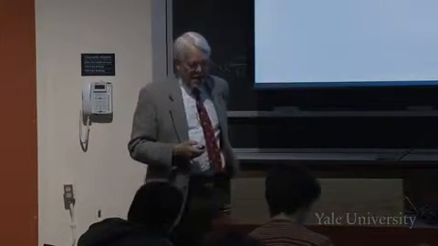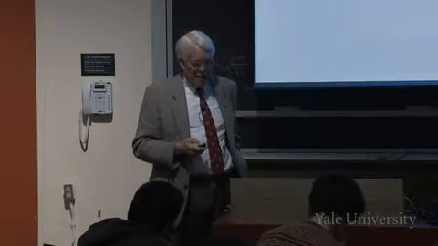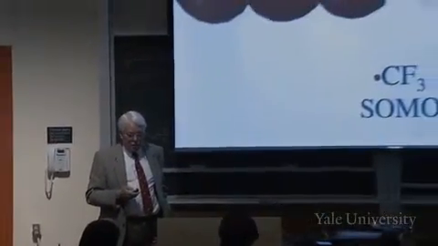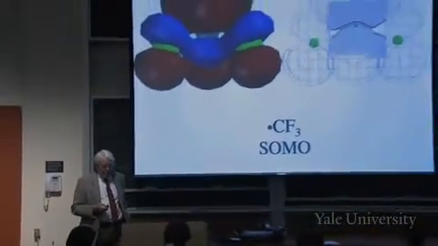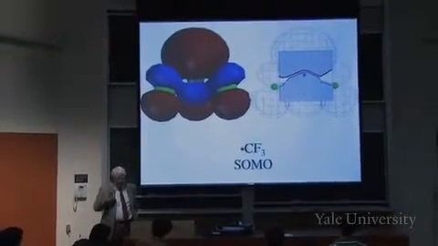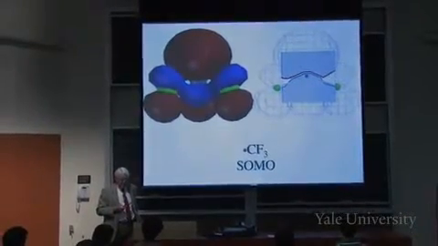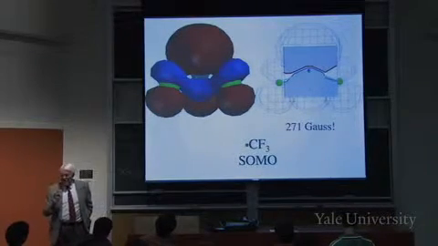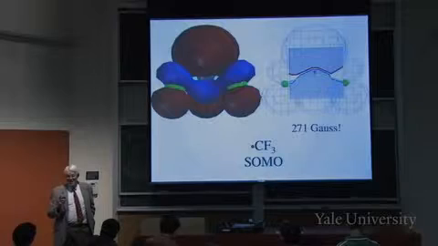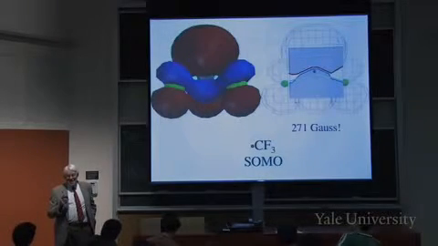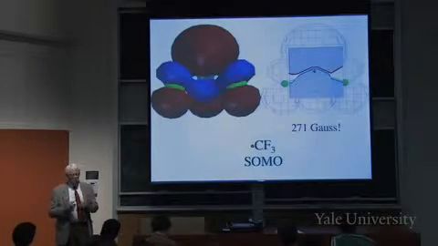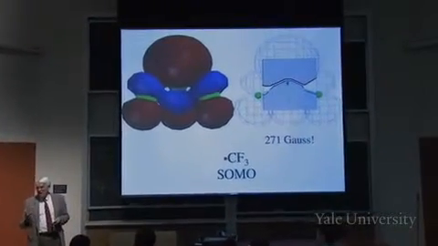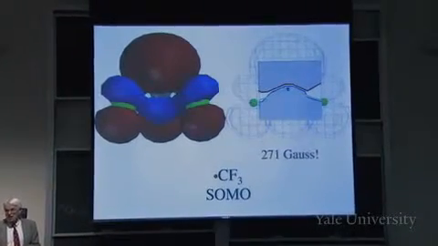Okay, so this is the singly occupied molecular orbital of CF3. It's mostly on the central carbon, right? But a little bit on the fluorines. And if you look in the middle, you see that there's the S character on the carbon. And if we measure the splitting, it's 271 Gauss. What was it for methane? 38. This is almost 10 times, or whatever number of times, maybe like 8 times more S character than there was in methane. What's the conclusion?